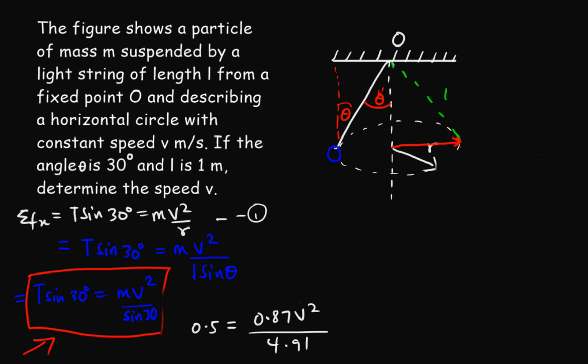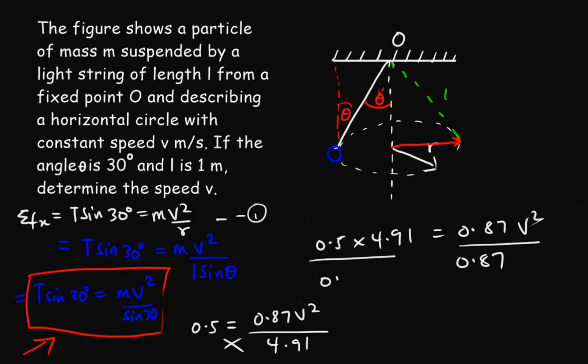So to find v, I'm going to do cross multiplication here. So 0.5 times 4.91 equals 0.87 v squared. Right, so I just divide both sides by 0.87. This will cancel out this. So let's see what you get on the left hand side. 0.5 times 4.91 divided by 0.87 will give me a value of 2.822, which equals v squared.